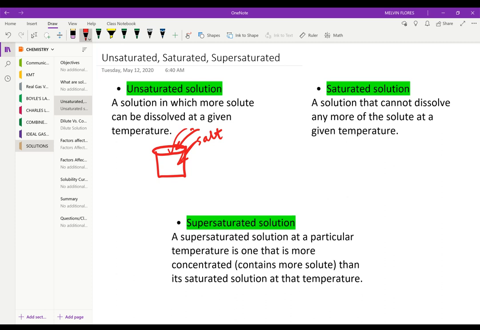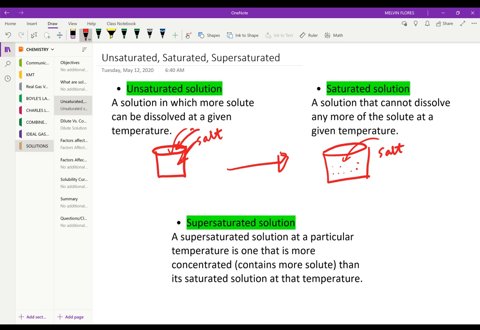However, as you keep adding more salt to the solution, you are going to reach a point wherein the salt cannot be dissolved anymore, and that becomes a saturated solution. Because as you keep adding more salt, there are now particles that are not able to be dissolved in the water, and the saturation point has been reached. That means it becomes a saturated solution.